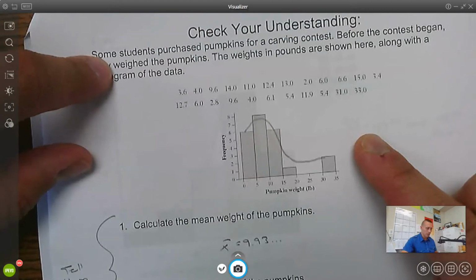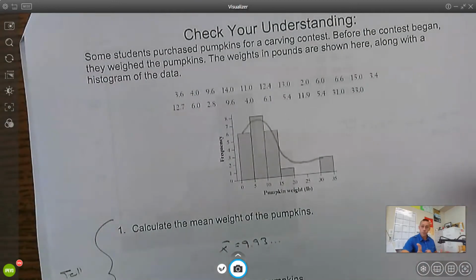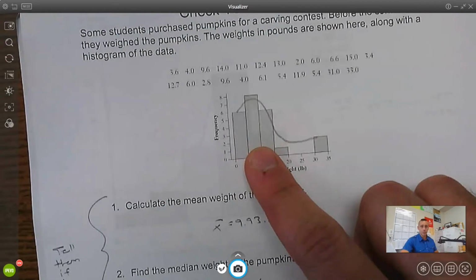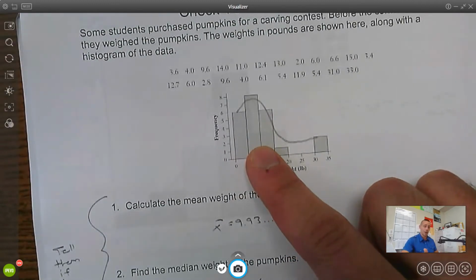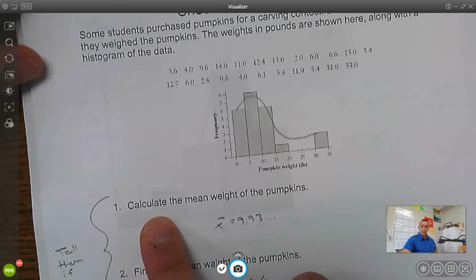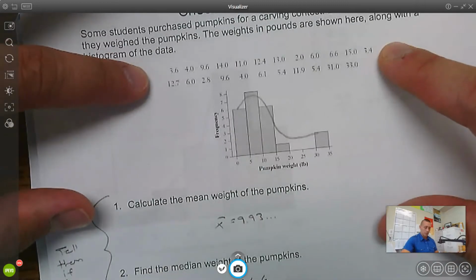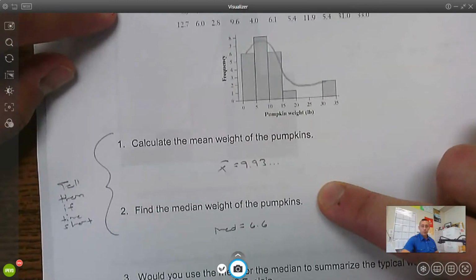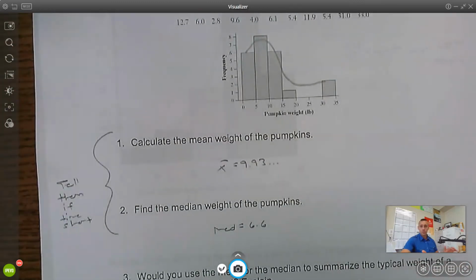They purchased some pumpkins, they weighed them. This is quantitative, don't forget about that, weight in pounds. So I could do a histogram, a stem plot, a dot plot, a box plot. So now we have 4 different graphs for quantitative data. And they said to calculate the mean. So I plugged all this data into a list. I calculated the mean and the median. You might want to take a minute and do that depending on how proficient you are with your calculator and if you feel like that's going to be beneficial or not.